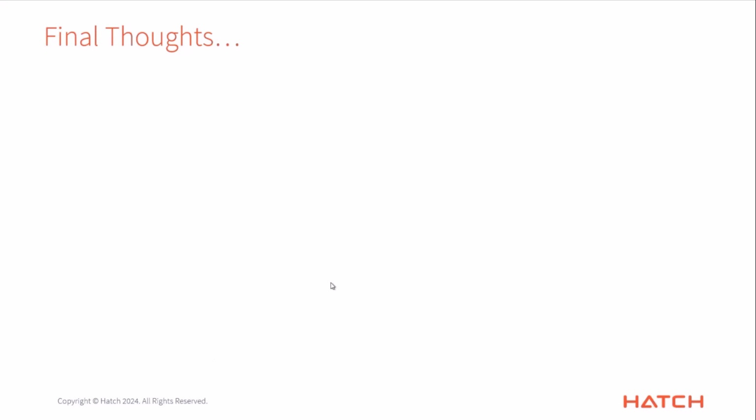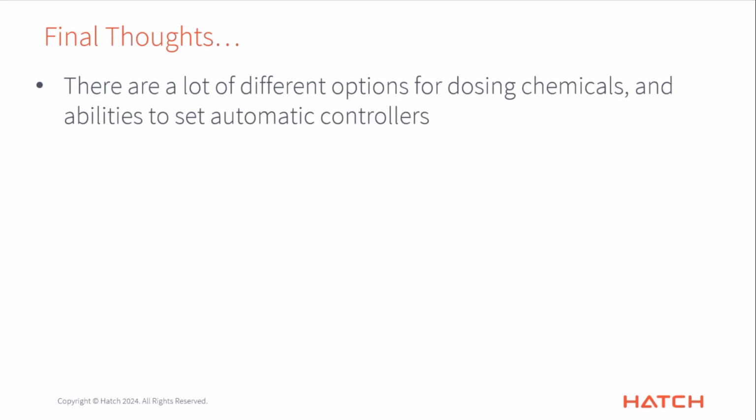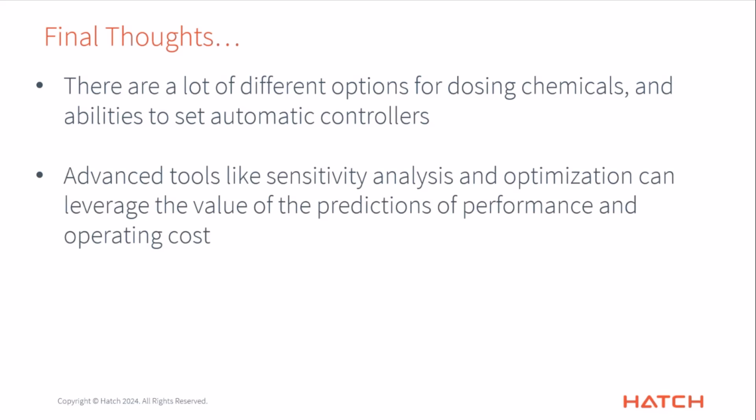So just to wind things up, as we always do, I wanted to summarize that there are a lot of different chemical dosing options available to you in GPSX to simulate different kinds of chemicals, and there are a lot of abilities to put automatic control on those. And just like Jacob was showing, a lot of our advanced tools can really leverage the value of the predictions that the models are making to do a really good analysis and determine the optimal dosage for the question at hand, figuring out how much is enough to do the job, but we also want to minimize the cost.